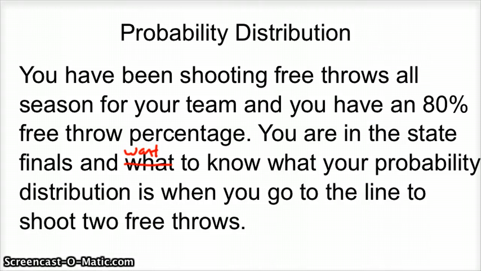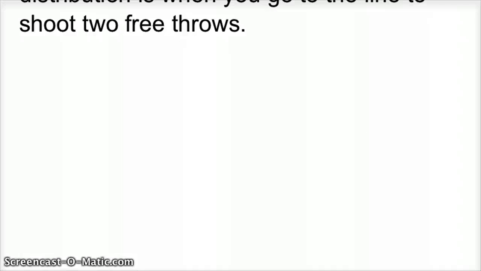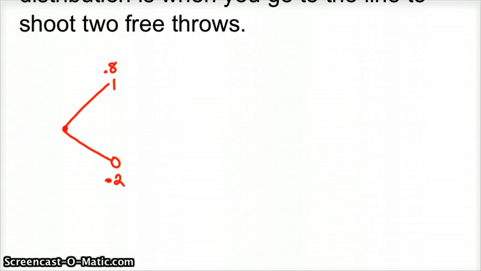throws, or maybe your coach wants to know because he wants to know whether he should put you on the line. Okay? So in this case, it'd be easy to make a tree. So let's say we were standing at the free throw line. You have two choices on that first shot. You could either make it and get a point, or miss it and make 0 points. If you make it, you had an 80%, or 0.8, chance of doing that. And you had a 0.2 chance of making 0 points.